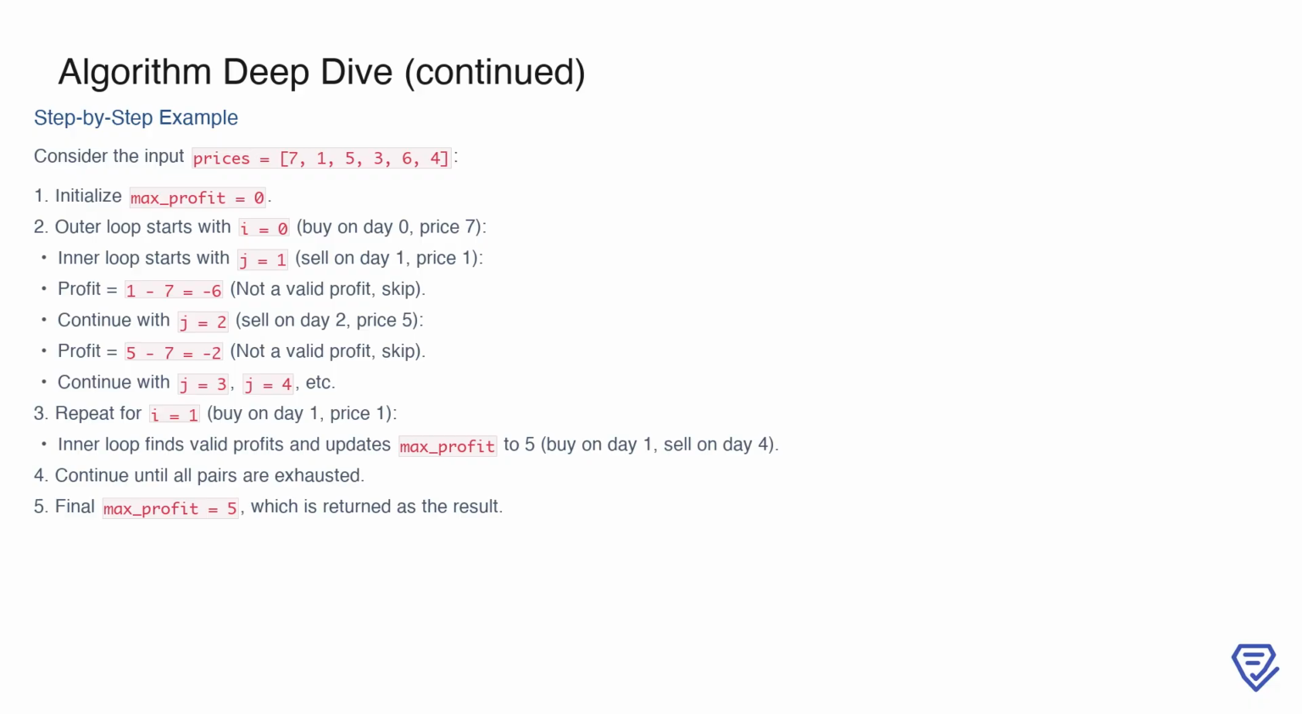Next, we move to i equals 1, buying on day 1 at a price of 1. Here, the inner loop identifies a valid profit of 5 when selling on day 4 at a price of 6. This updates max_profit to 5. The algorithm completes by iterating through all remaining pairs, confirming that no higher profit exists. The final result is a max_profit of 5, which is returned as the solution.